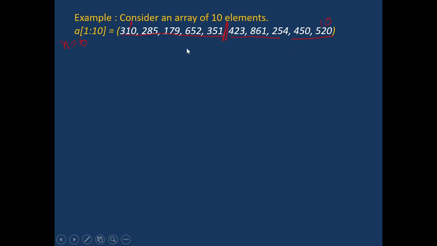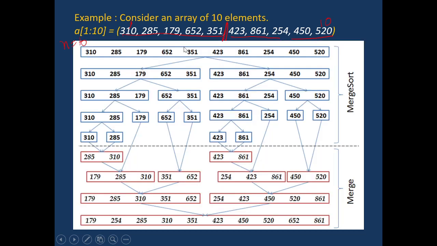See the tracing. This is your set of 10 elements, and they are divided at the middle. This is the first subproblem and this is the second subproblem. The first subproblem has more than one element, so we further need to split it into subproblems. Here the indices are 1, 2, 3, 4, 5, and the next list starts from 5 plus 1, that is 6, 7, 8 up to 10. So what is the midpoint here? 1 plus 5 by 2, that is 3.